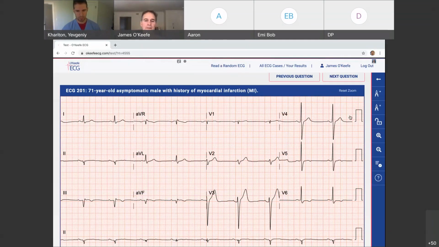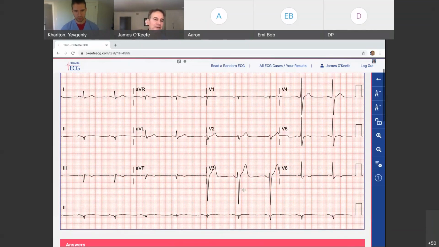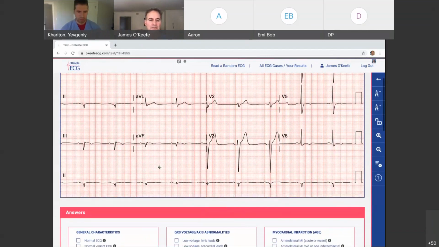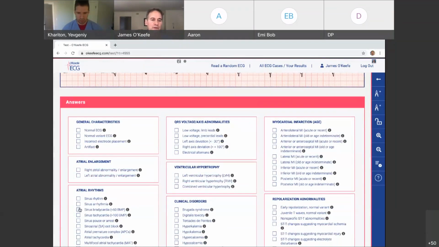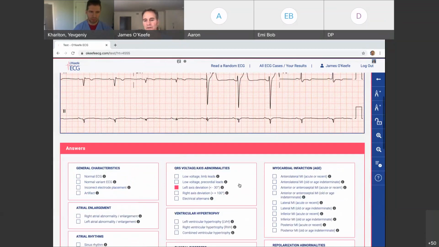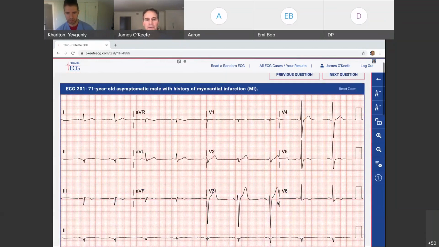There's this QRS duration that's like 100 and over 120 milliseconds here, but it's not left bundle, it's not right bundle, so that's a non-specific IVCD. And it is left axis, which probably was caused by the inferior infarction. But you're right, it's sinus bradycardia, and then there's left axis up here. And the non-specific IVCD is down here with the rest of the conduction disturbances. And there's an older age indeterminate inferior infarction. I think that's about it.